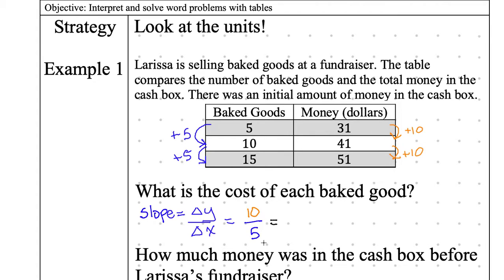Someone reduce that for us, Esha. It is indeed $2 per baked good. And units here are kind of important. So I'm going to back up here just a little bit. The answer is 2, so I'll write 2 out here. But this was $10 per baked good, which means I have $2 per one baked good, right? $2 per one baked good.